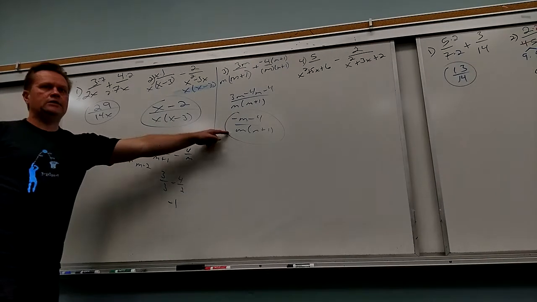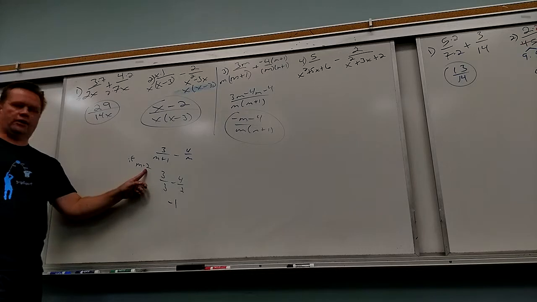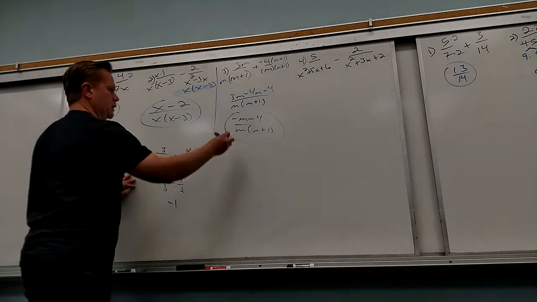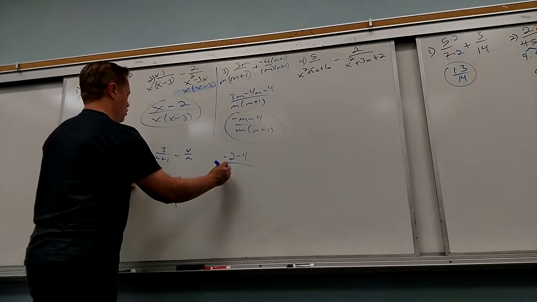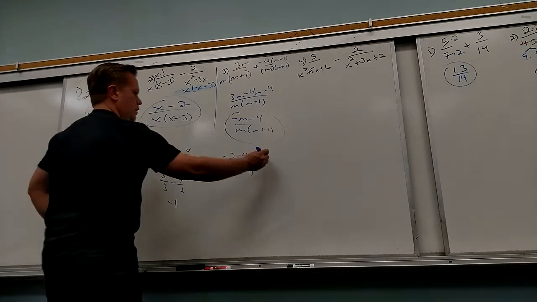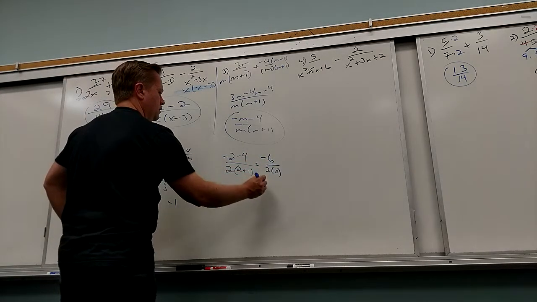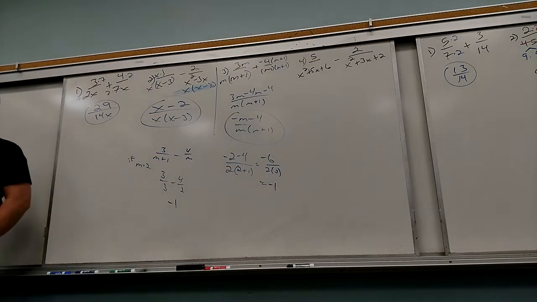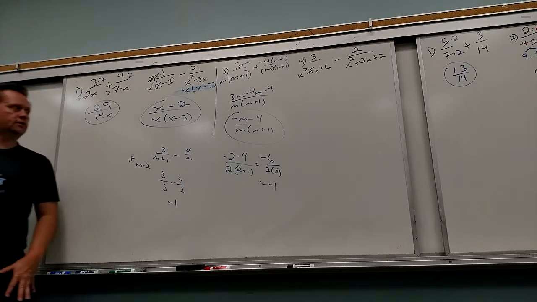So if that is the answer, it better have the same value for whatever value of m I pick, because they're supposed to be equal to each other. So if m is 2, what do I get on top? I get negative 2 minus 4 over 2 times 2 plus 1. Negative 6 over 2 times 3. Negative 6 divided by 6 is? That's extra. If you really don't understand that, it's not the greatest, but that's extra. It's not as important. Alright, I like it.